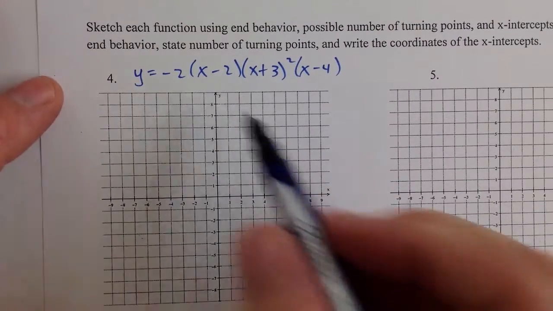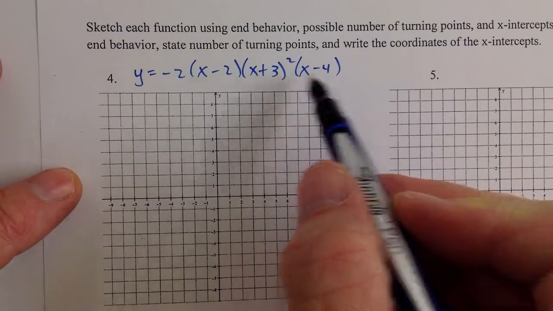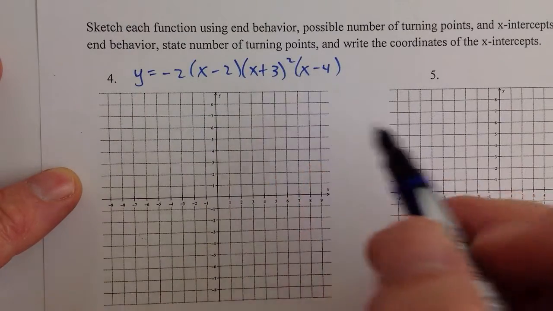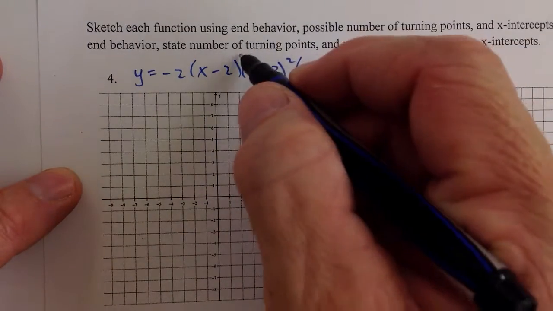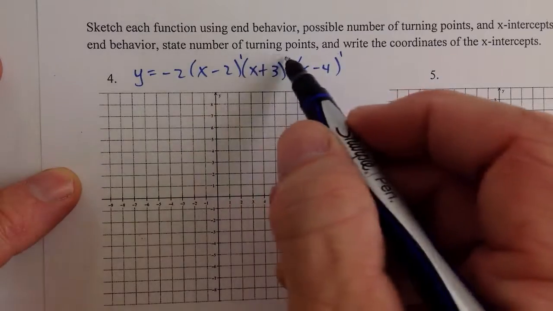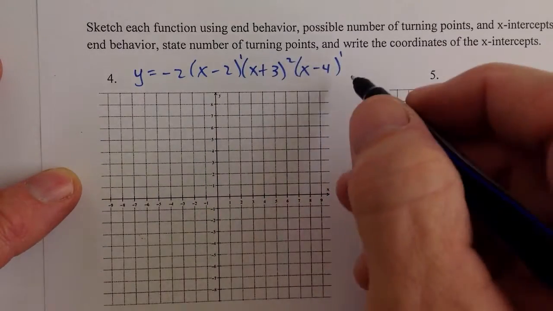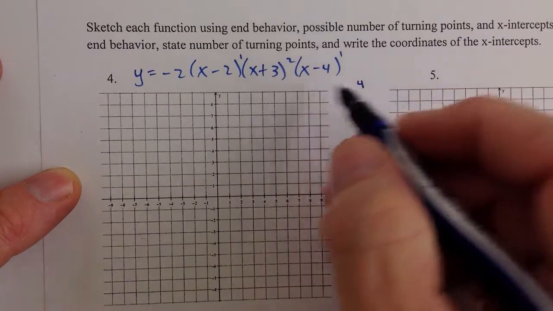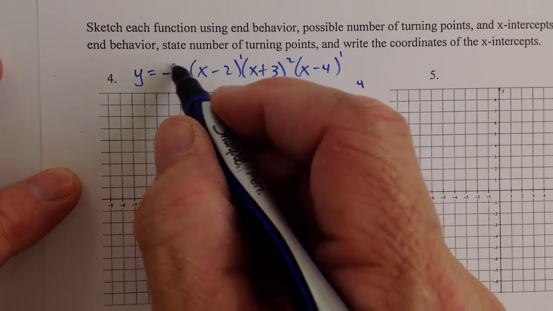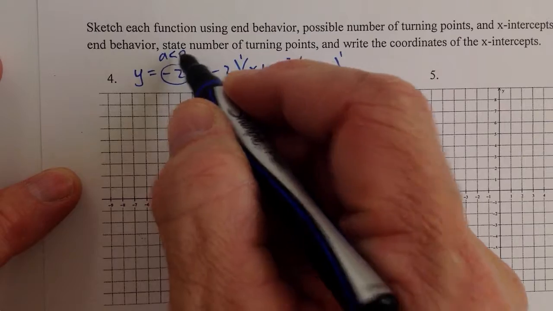Problem 4, we're asked to sketch the graph of this function using end behavior. Well, if we count up the degrees, the powers of each of the factors, we have 1 plus 2 plus 1, and that's 4. And we can see we have a negative here, so a is negative.